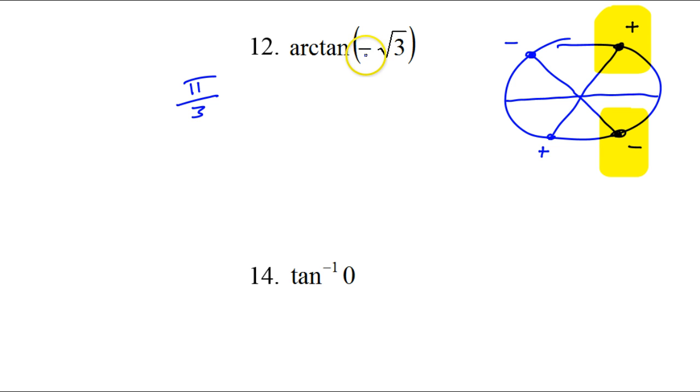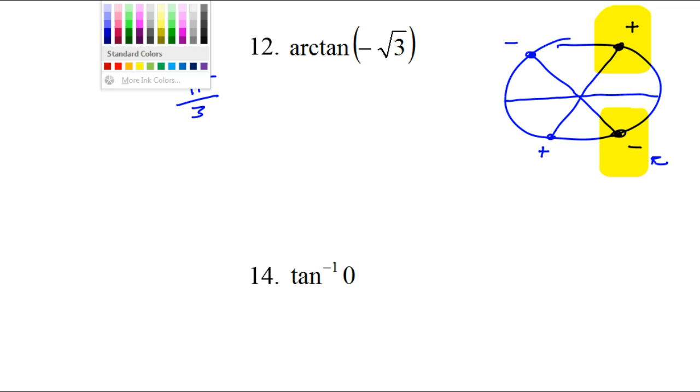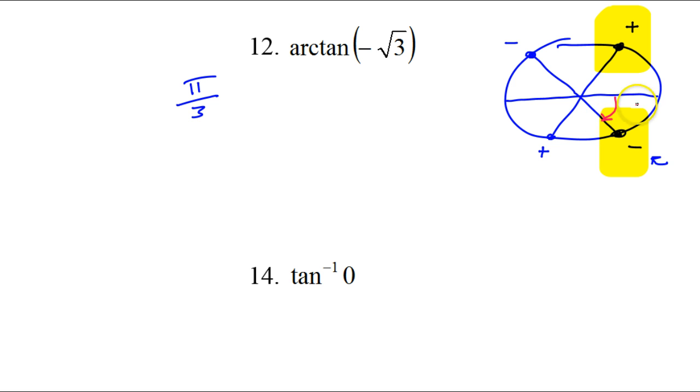Now this time we want a negative radical 3, not a positive radical 3. That's why we need to pick this answer. We need to pick this angle right here. And we have to call it negative pi over 3. We cannot call it 5 pi over 3, because that takes us into the undefined zone over here. If we just go straight from 0 to negative pi over 3, then we stay within the defined zone. So the answer is negative pi over 3.